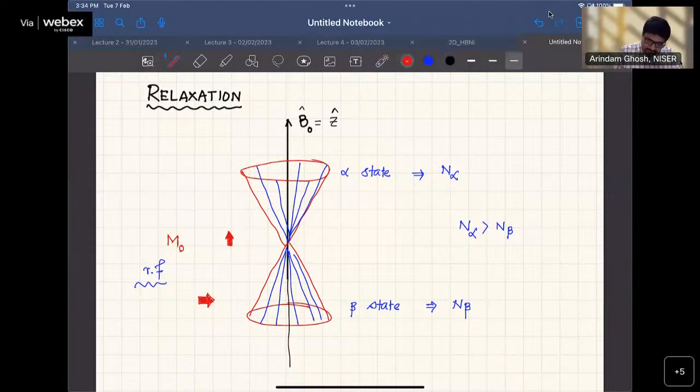So the thing is that this particular process which goes from here to here, correct? This is basically your relaxation. It is relaxing back to the equilibrium. That's how it is called, relaxation.